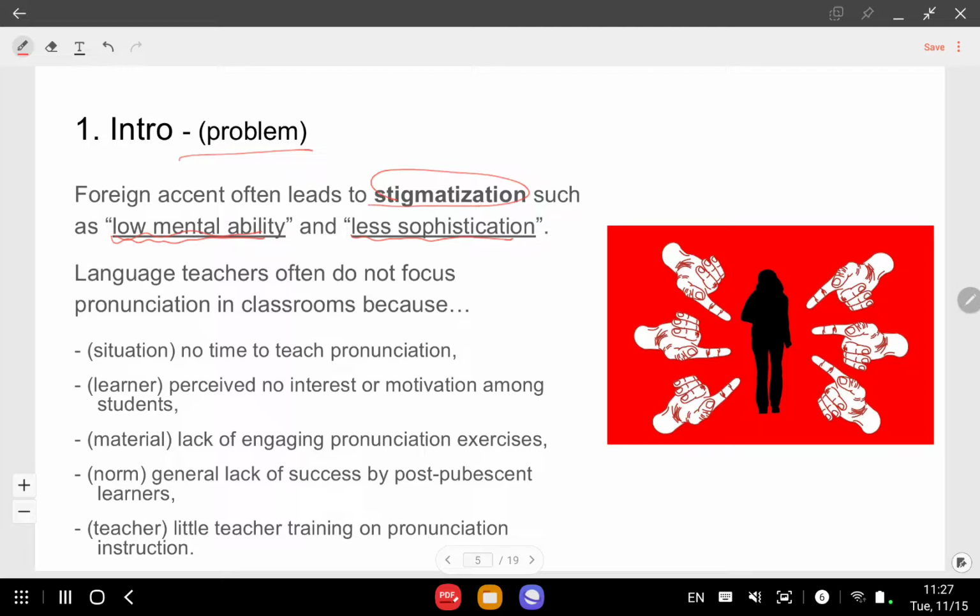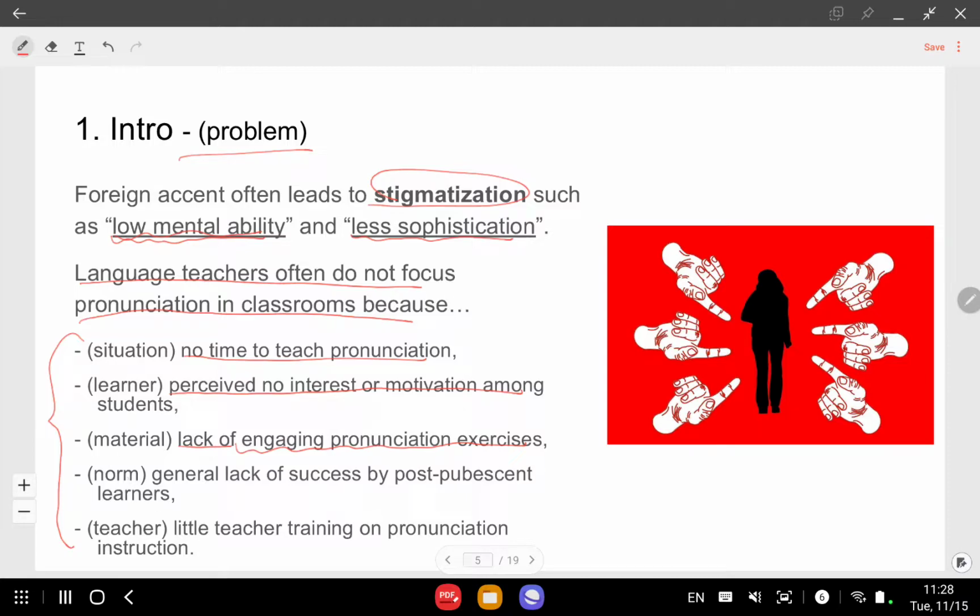Language teachers often do not focus on pronunciation in classrooms, and there are different reasons why. In terms of situation, there's no time to teach pronunciation, as they're busy in their classroom. In terms of learners, teachers perceive that there's no interest or motivation among students to learn or train their pronunciation. And in terms of material, there's a lack of engaging pronunciation exercises. There are a bunch of parroting-back exercises like repeating drills, but they're not so engaging.